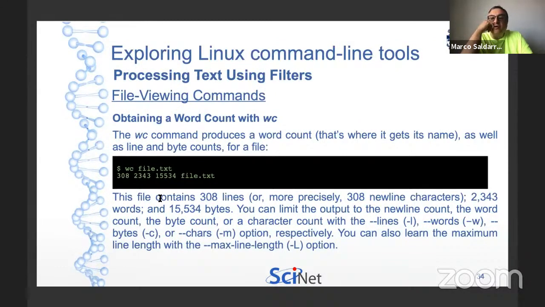It has 2,343 words and 15,534 bytes. You can limit the output to the newlines, for example, how many lines, with -l. If you just want to know how many words are in the file, -w. -c will show you, or -m will show you, the number of bytes.